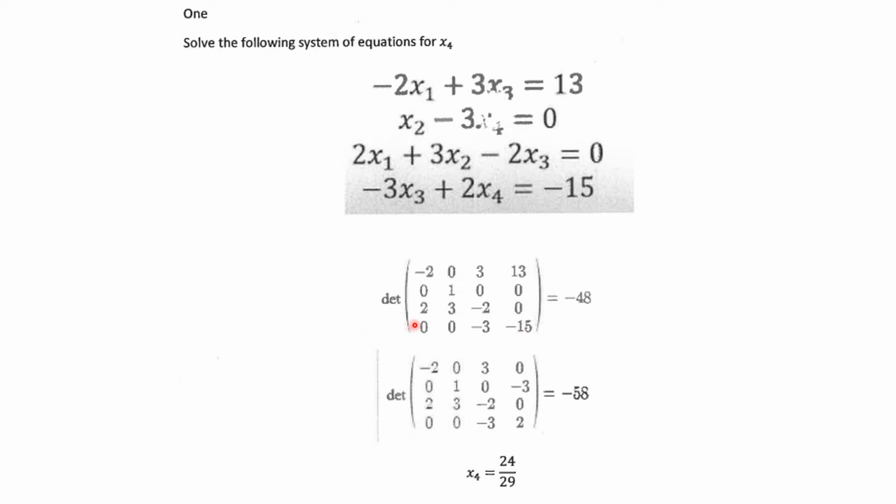This is the determinant where the right-hand side is replacing the x4 column, and this is the determinant of the coefficient matrix. And so we're taking the quotient for x4 to be minus 48 over minus 58, and there's a factor of 2 in there, so x4 is 24 over 29.